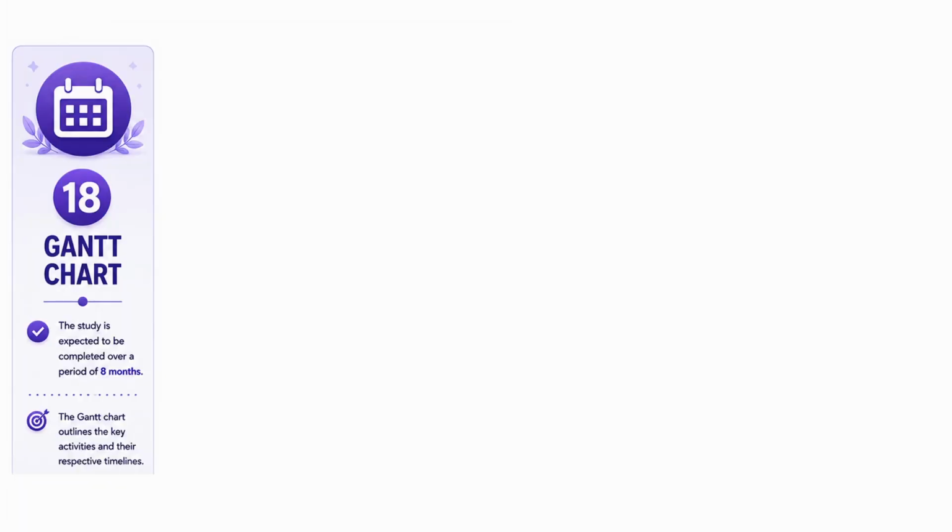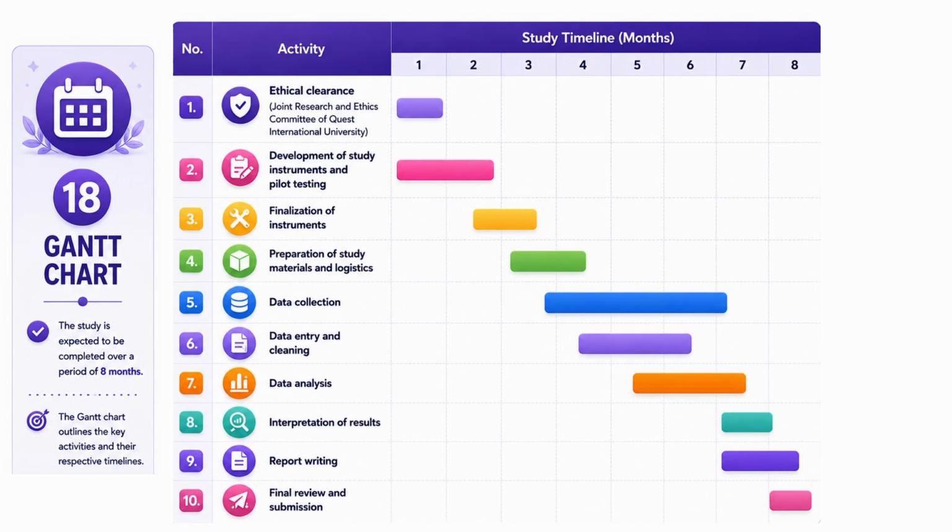Gantt chart. Gantt chart is the timeline chart. So it will be like that. First month, ethical clearance will be obtained. Development of study instruments and pilot testing during first 2 months. Finalization of data collection instruments. Preparation of study materials. Data collection, data entry, data cleaning, data analysis, interpretation of results, report writing, and final submission. So the timeline will be prepared. That is known as Gantt chart.